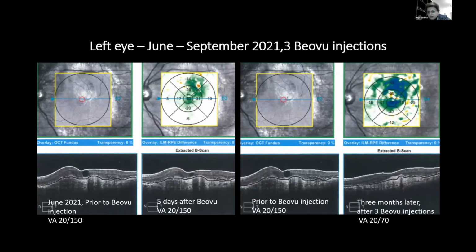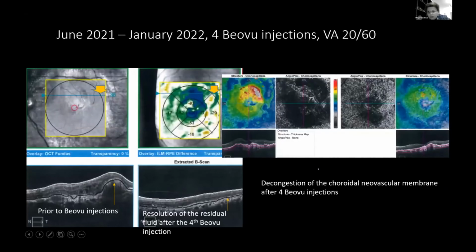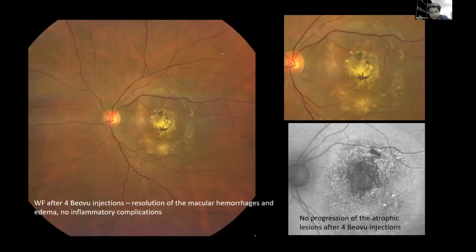And after 3 months of loading dose of brolucizumab, you see how the edema is subsiding beautifully. And despite this fact, after the 3rd injection, there was still a bit of fluid collection on the superior-temporal quadrant of the macula that went on to disappear after the additional injection. To our greatest relief, the vision of the patient improved to 20/50, 20/60. And what is even more important, his neovascular membrane, even though it is there, is slightly decongested.